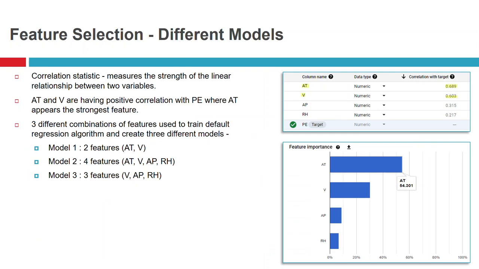Now, as we have a better feel of our data set by this stage, we also need to determine which features will help us predict the output better. The correlation statistic generated after selection of PE as target variable shows the positive correlation of energy output with temperature and vacuum. So moving further to try different combinations of features, I have trained three different models.